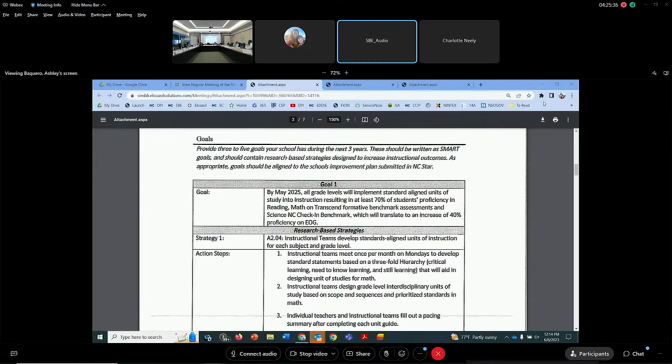And they did include action steps. Yeah, 1 through 7. Again, I'm trying to tie that back to reasonable action steps.